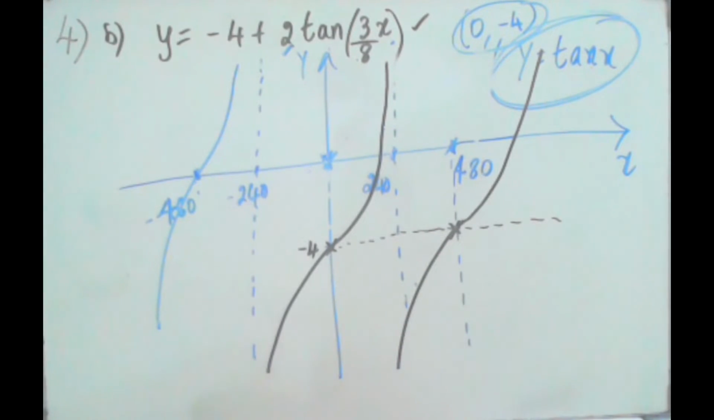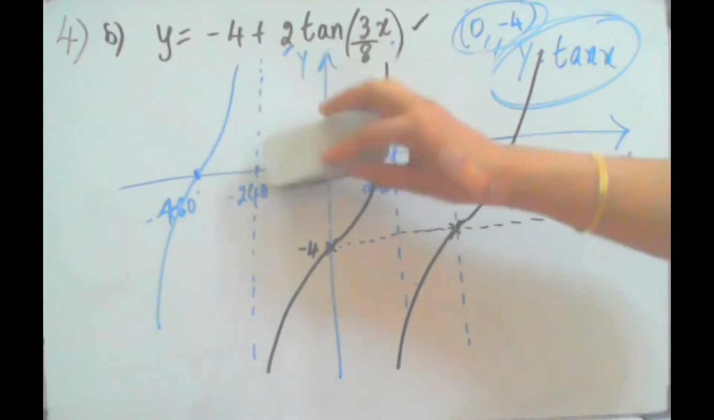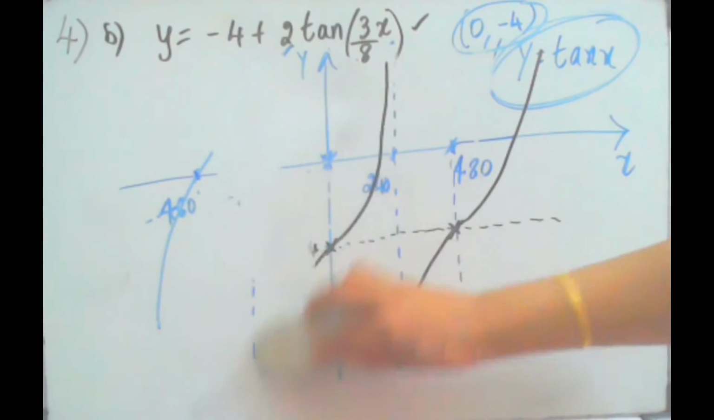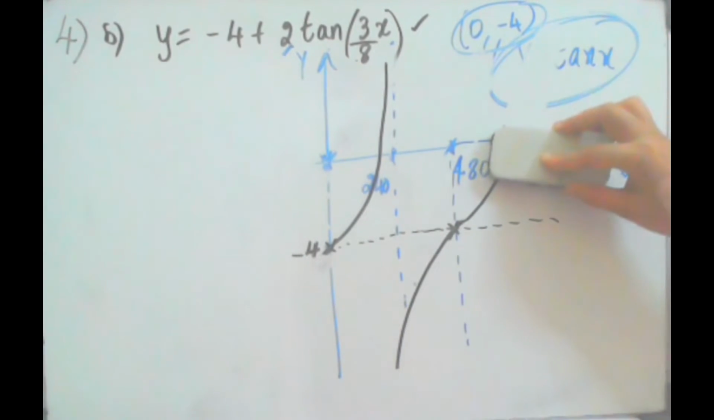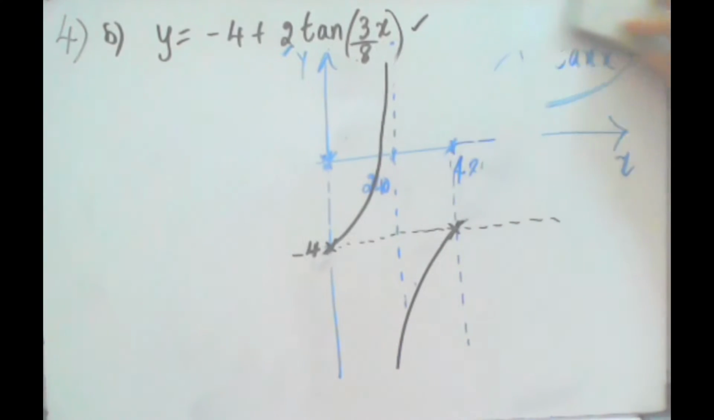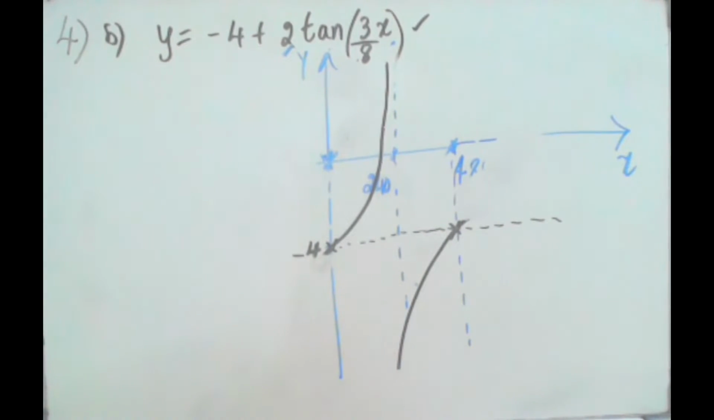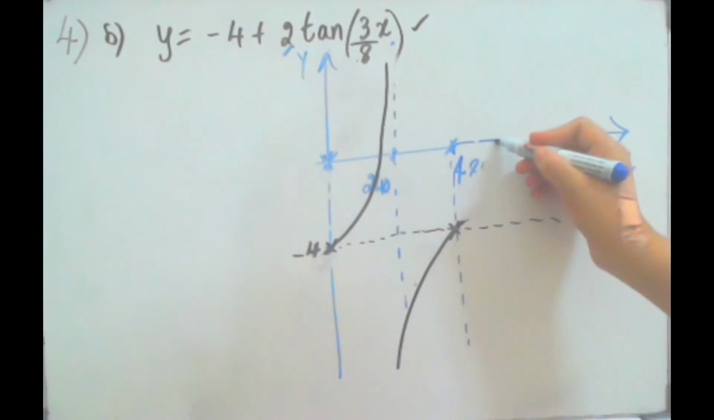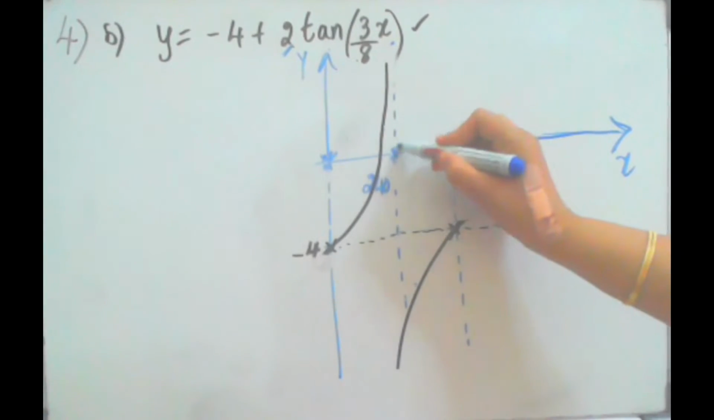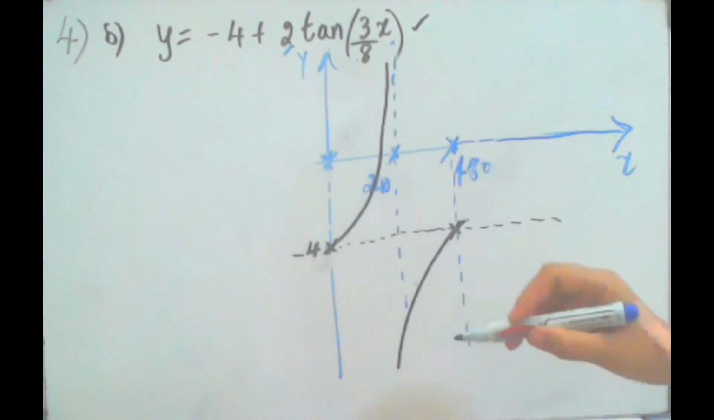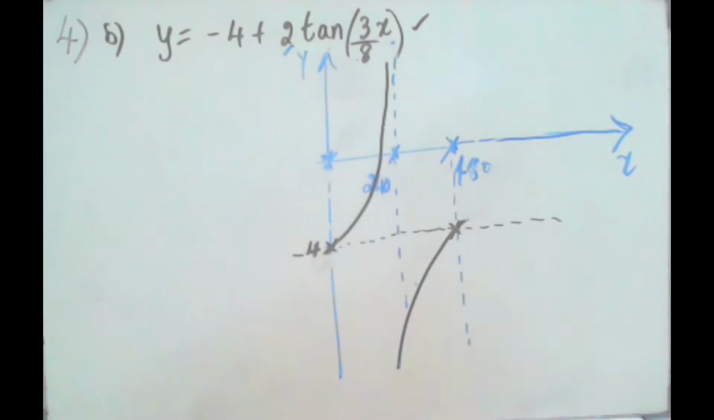But now we have to show the graph from 0 to 480. So the negative parts we have to erase. You are supposed to show only from 0 to 480. So the final graph is from here. We don't want this again because it is beyond 480. So this will be the final graph. Note clearly, this point is 480. This asymptotic line is at 240 degrees. Then this part and this part. So this is the final answer for question 4b.